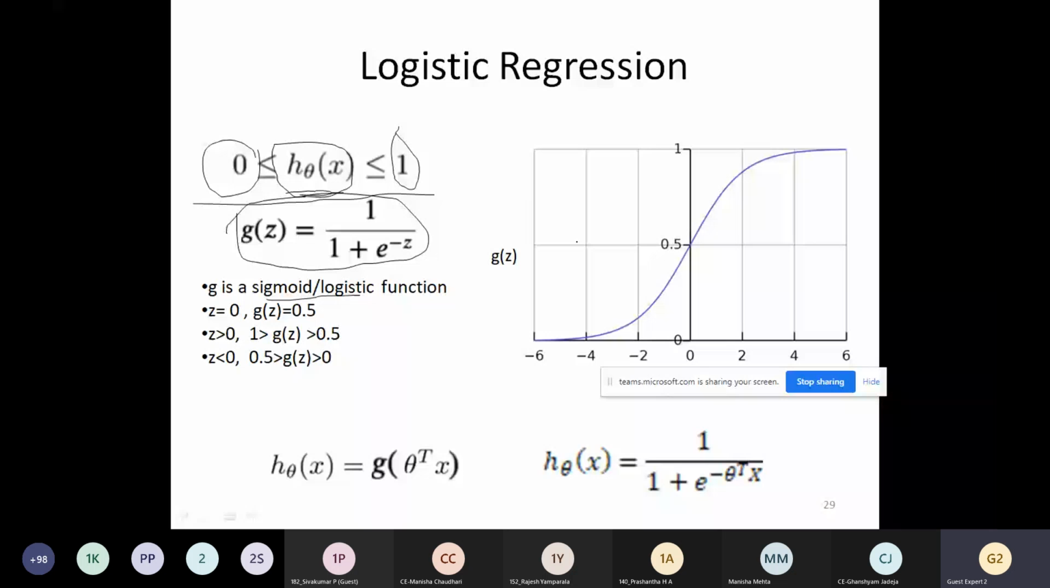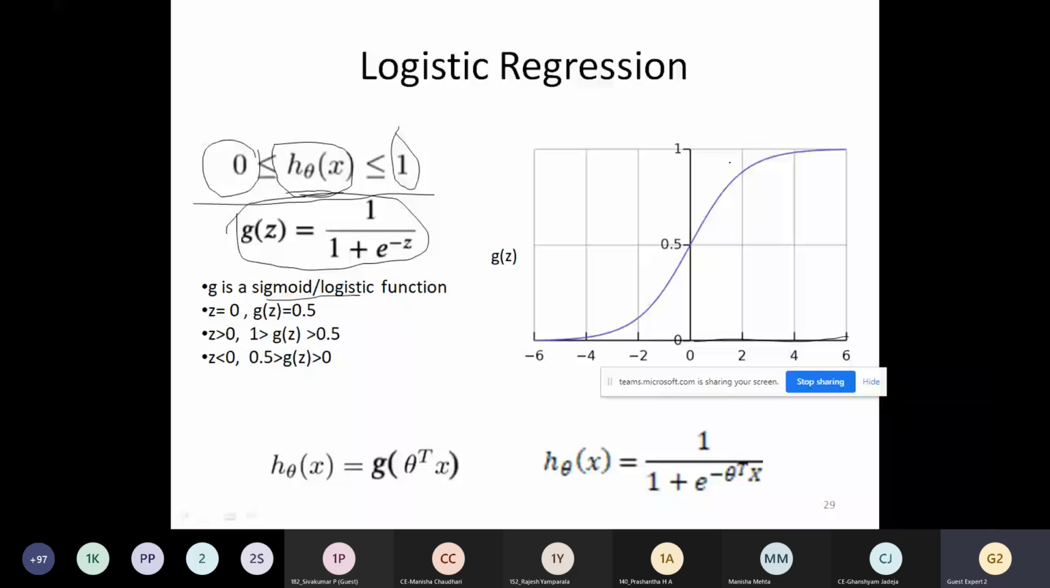So how does this sigmoid function work? If the value of z is any positive number, the output g(z) is a value greater than 0.5 and less than 1. So it is between 0.5 and 1 for any positive number. For any negative value of z, the value of g(z) is between 0 and 0.5. And when z is equal to 0, g(z) is 0.5. So this is our sigmoid function.